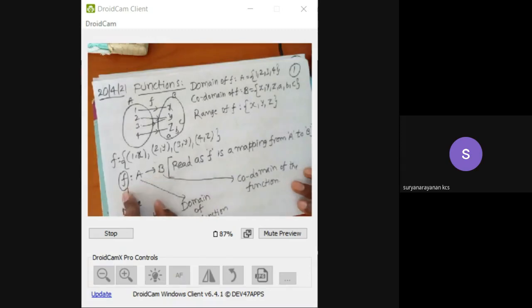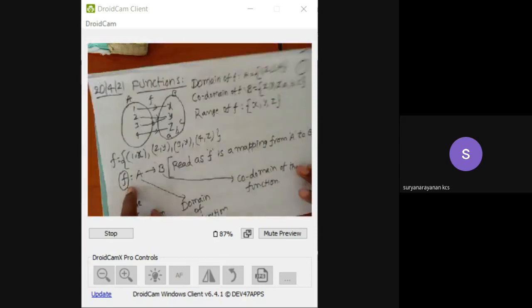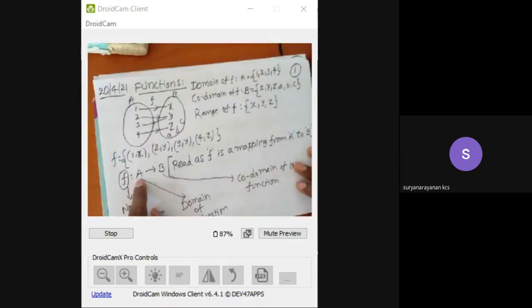Just now, I asked everyone how to read this notation. How do you read this notation, Grayson? Sir, F is a mapping from A to B, sir. Yes. All of you remember this point, how to read the notation. F is a mapping from A to B.